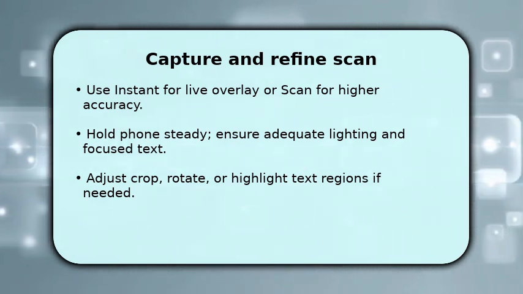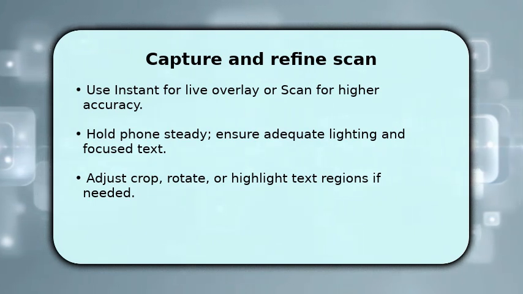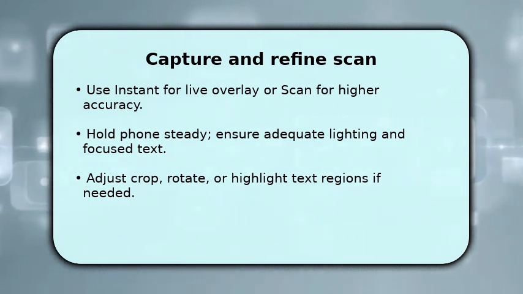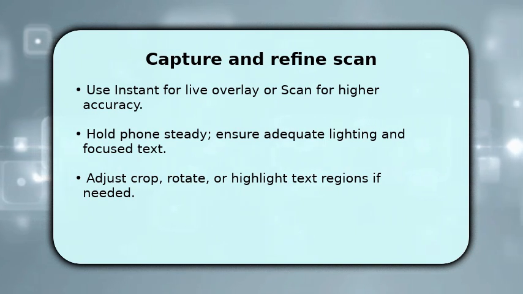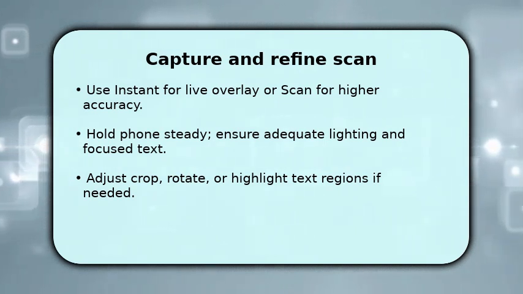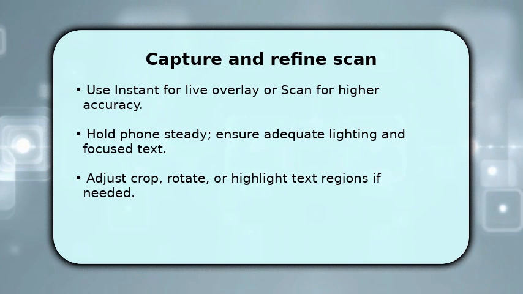If the app misreads characters, tap the text to highlight and edit recognized words, or crop to the specific area you want translated. These refinements improve both OCR and translation quality.